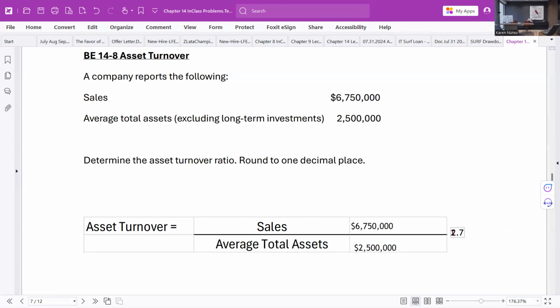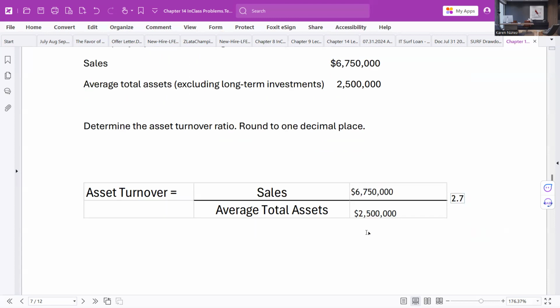And what that tells us is for every dollar we have invested in assets, we're able to turn that into $2.7 in sales. That's the ability to turn the investment in assets into sales dollars. So it's a 2.7 turnover ratio. Again, for every dollar we have in assets, we're able to generate $2.7 in sales.